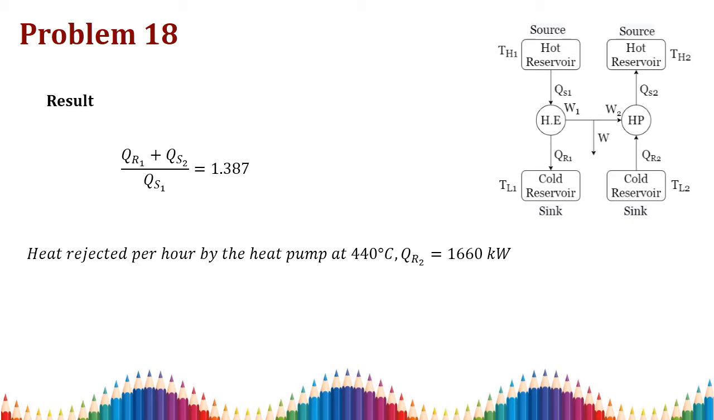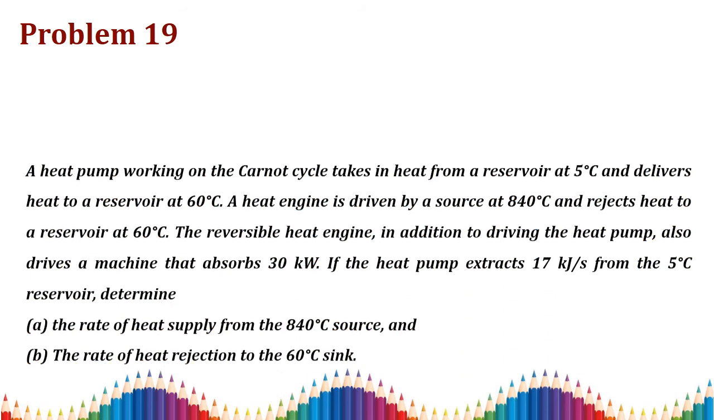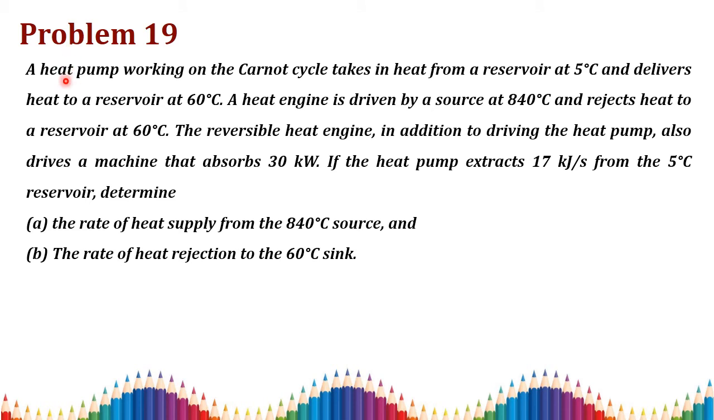Okay. Problem number 19. A heat pump working on the Carnot cycle takes in heat from the reservoir at 5 degrees Celsius and delivers it to a heat reservoir at 60 degrees Celsius. That is, TL2 is 5 degrees Celsius and TH2 is 60 degrees Celsius.